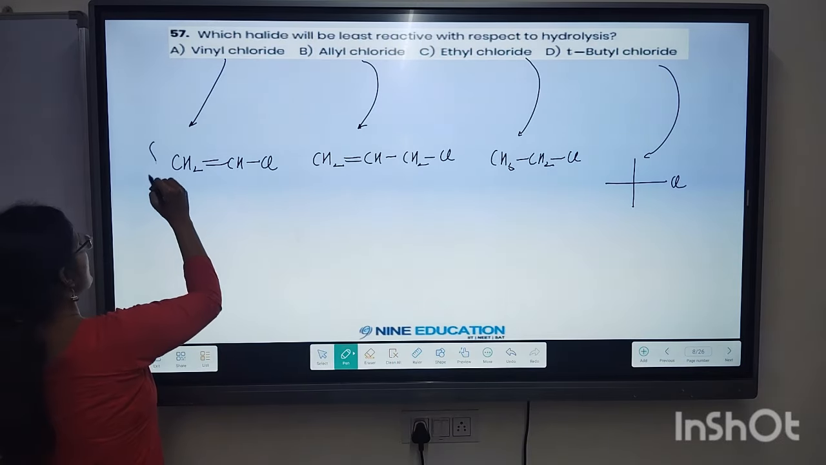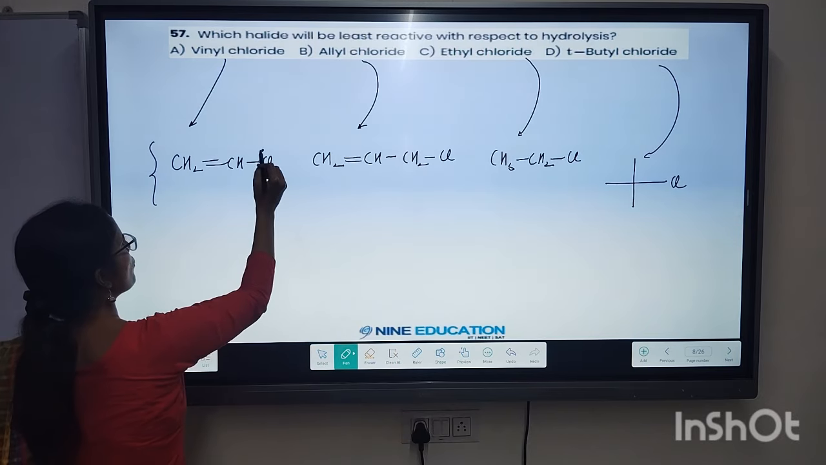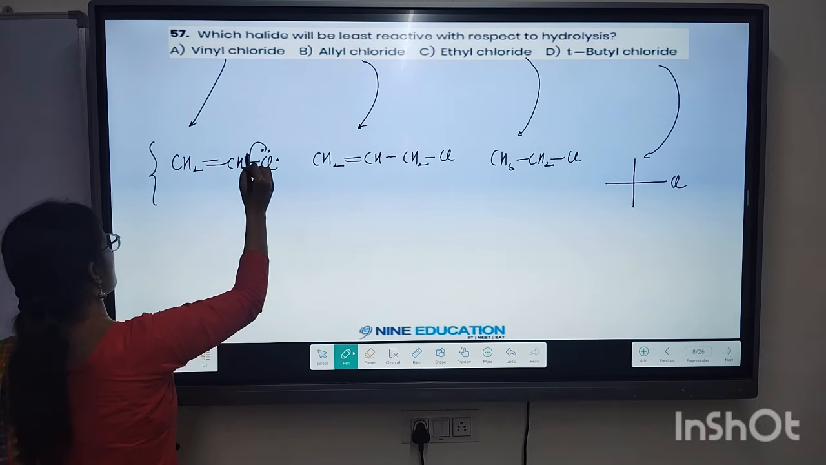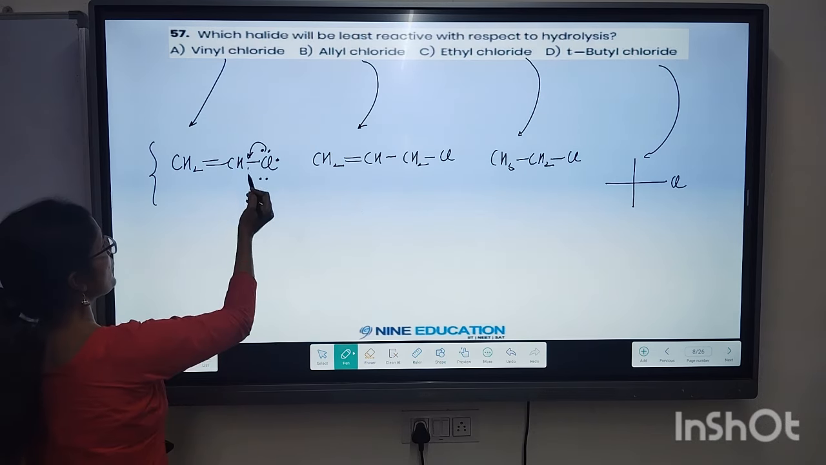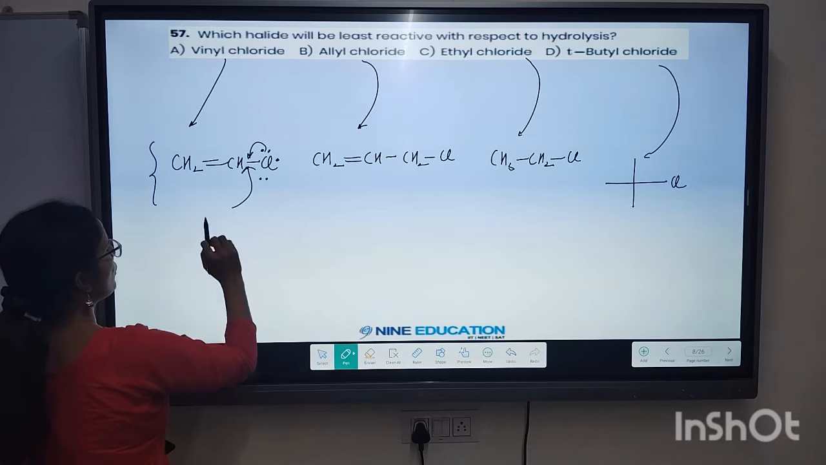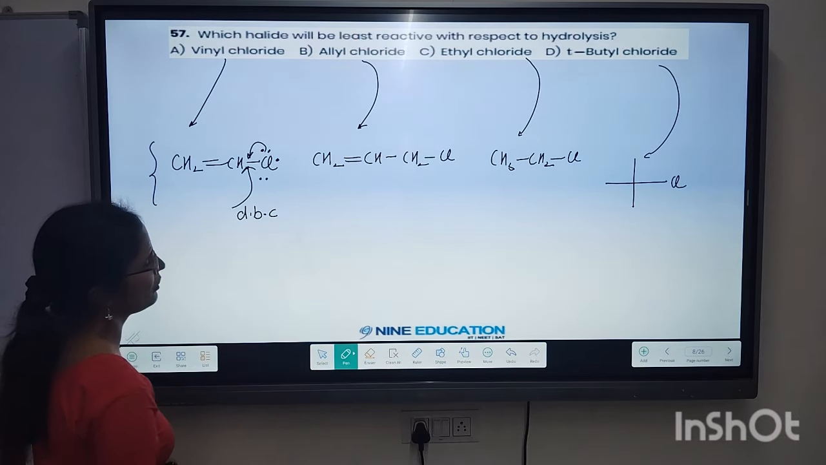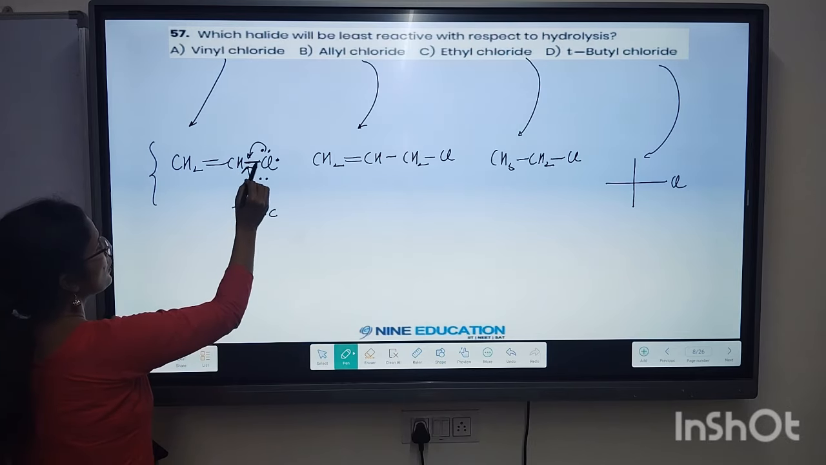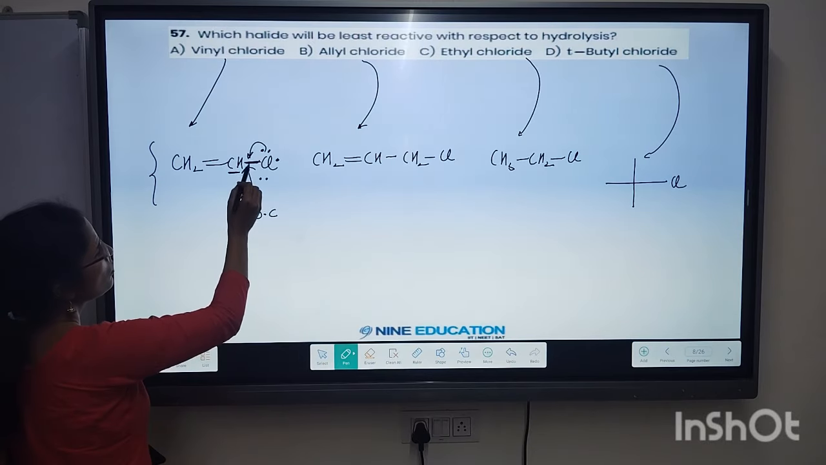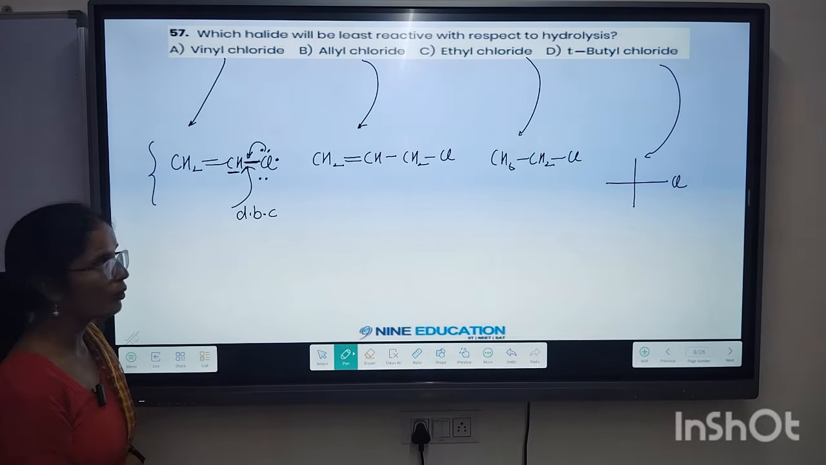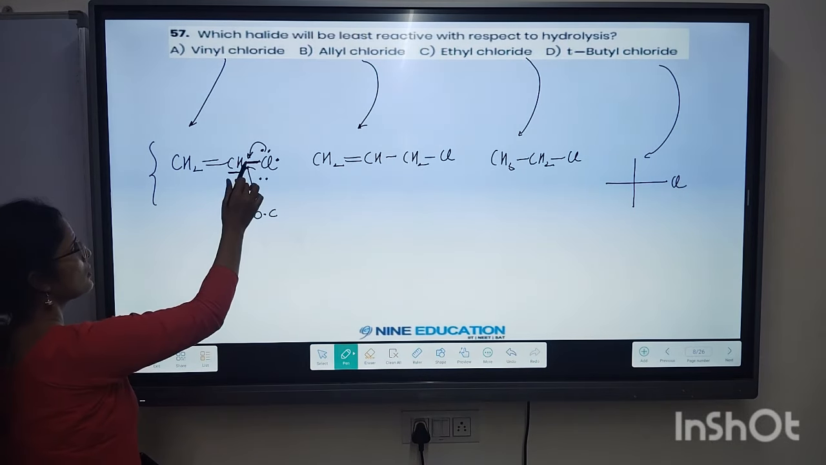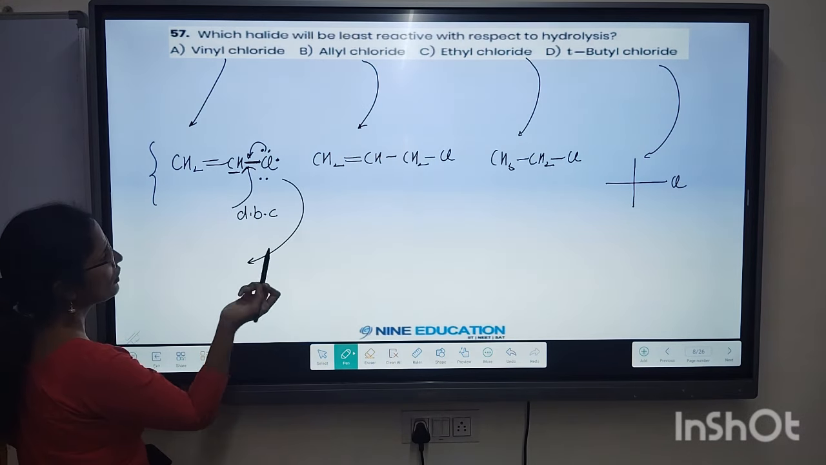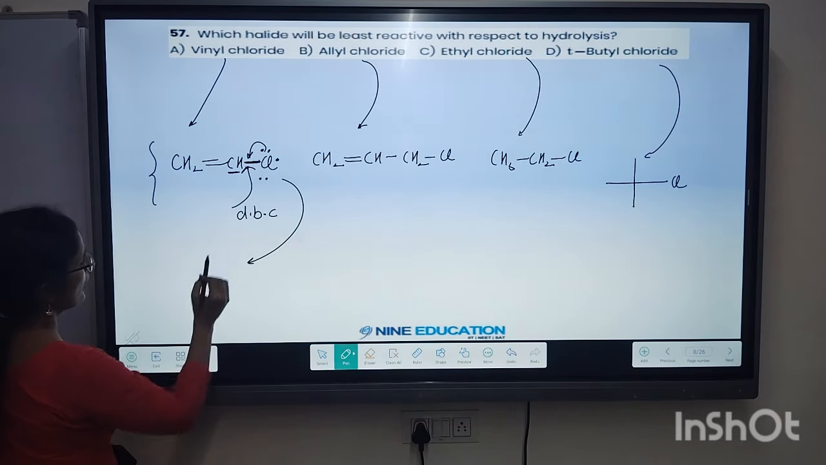Now you must understand that in the case of vinyl chloride, the chlorine has lone pairs and is connected to an adjacent pi bond, so the lone pair will be involved in resonance. If it is involved in resonance, this particular bond will have DBC, double bond character. Whenever you talk about substitution at this carbon, it will be difficult to break this bond and release chlorine as Cl negative, because this bond has double bond character.